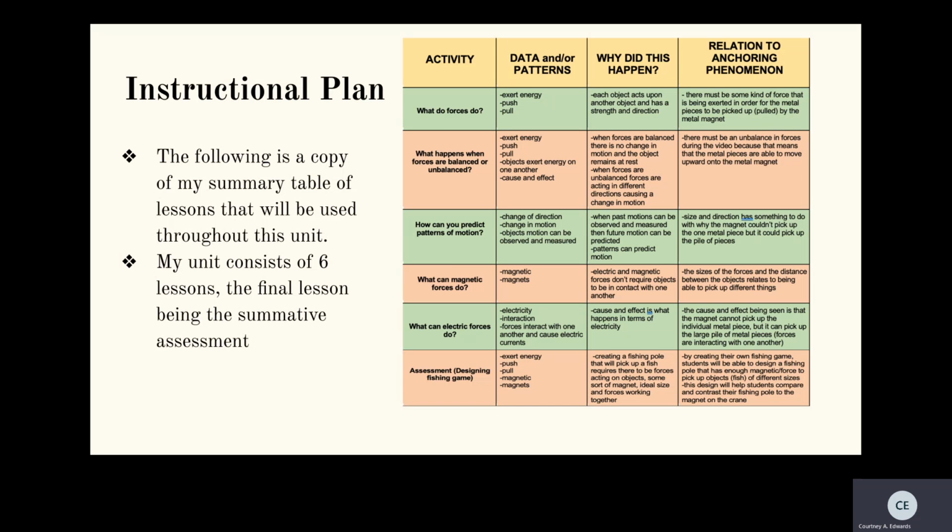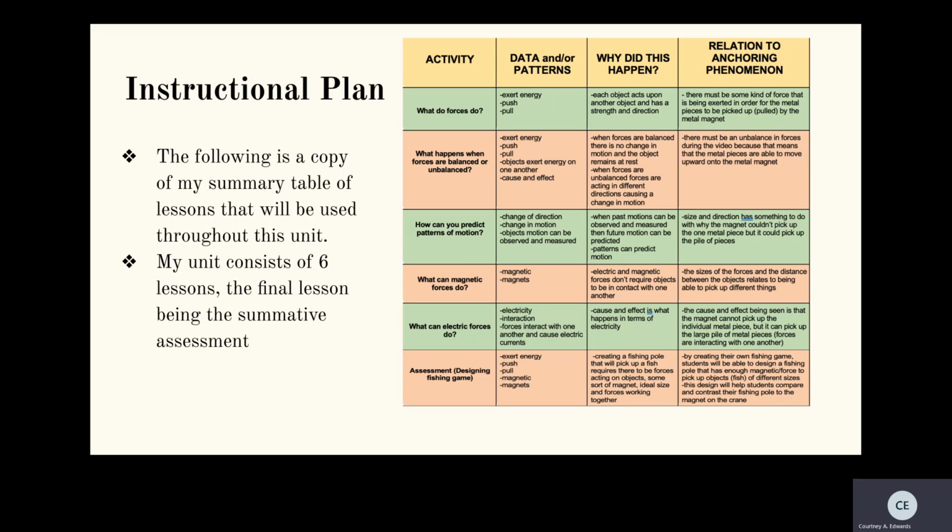Data and or patterns that will be observed are magnetic magnets. Why did this happen? Electric and magnetic forces don't require objects to be in contact with one another. So in relation to the anchoring phenomenon, the sizes of the forces and the distance between the objects relates to being able to pick up different things.